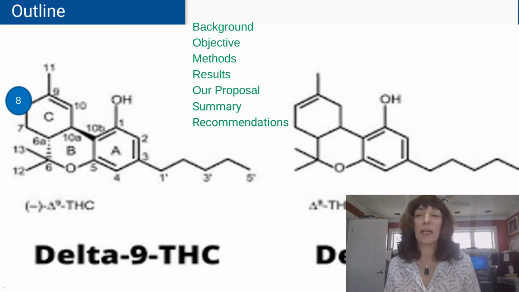So this is my outline. We'll talk about some background, the objective, methods, results, our proposal, summary, and recommendations. And in the background, you'll actually see the chemical molecule of delta-9 and delta-8 THC. The only difference is, you see that little 8 up there on the left-hand side next to the 9, that's where the double bond is between 8 and 9 for delta-8, where delta-9 is between 9 and 10.